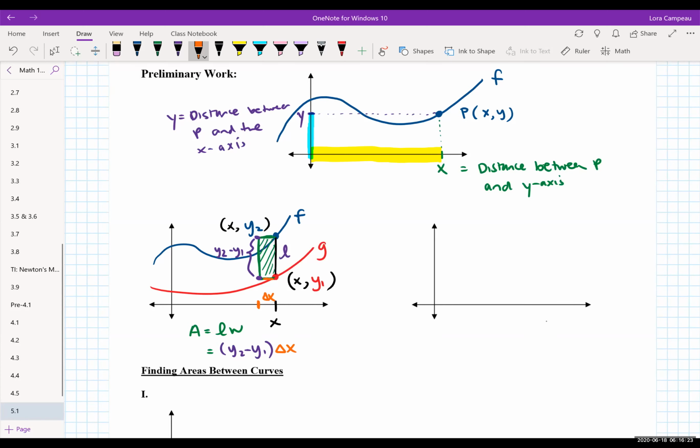So the moral of the story is noticing your x values are the same, your y values differ. And we're creating the area of a rectangle using y values and delta x. So guess what we're going to do this time? Maybe you don't have a guess yet, but I'll tell you. I'm going to give you functions oriented a little bit differently. Let's draw f over here, and then maybe we'll draw g over here.